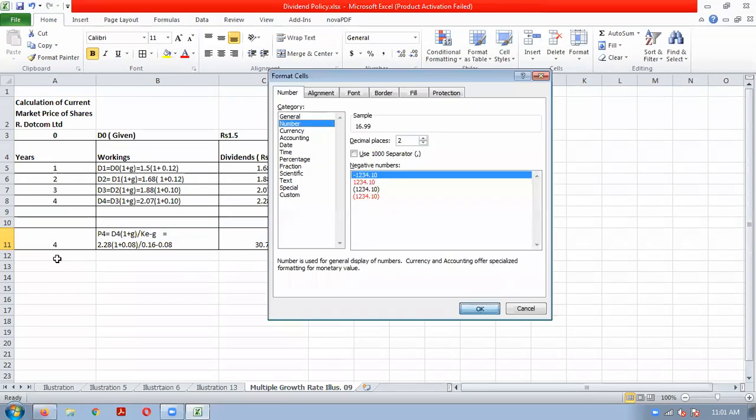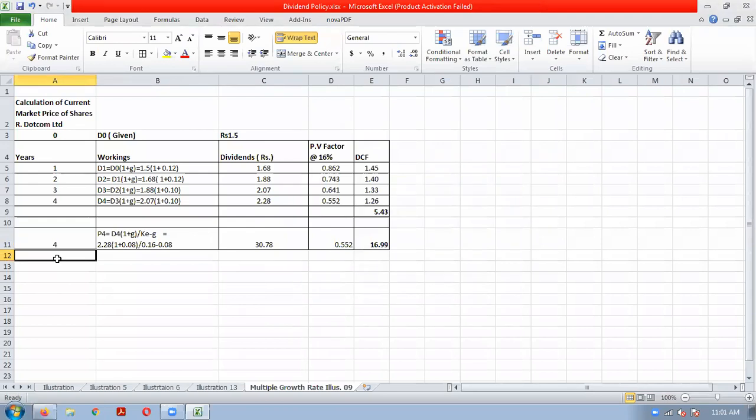So your price P0, now you can calculate. P0 will be the total of these two figures. P0 will be the price in fourth year plus the discounted dividends till fourth year. So your price today is 22.4.